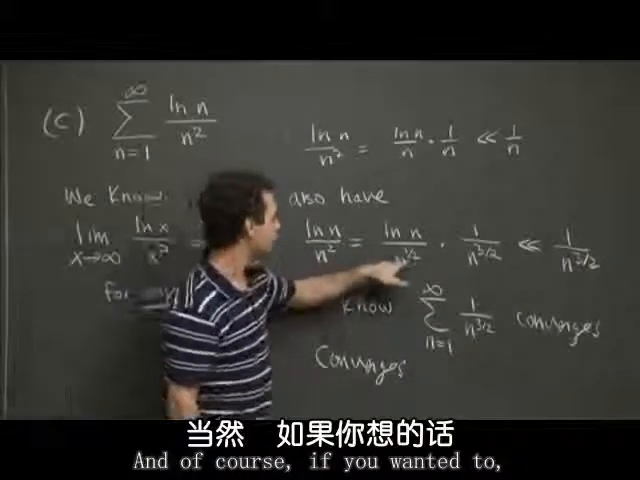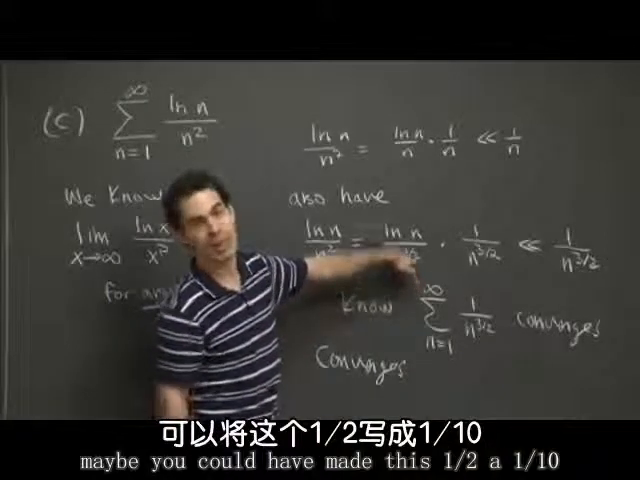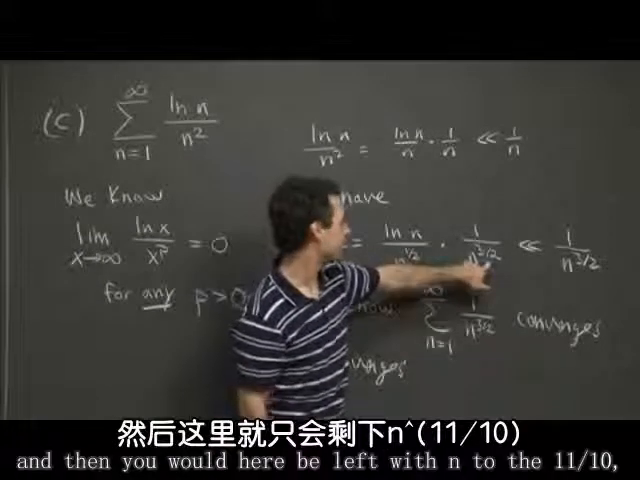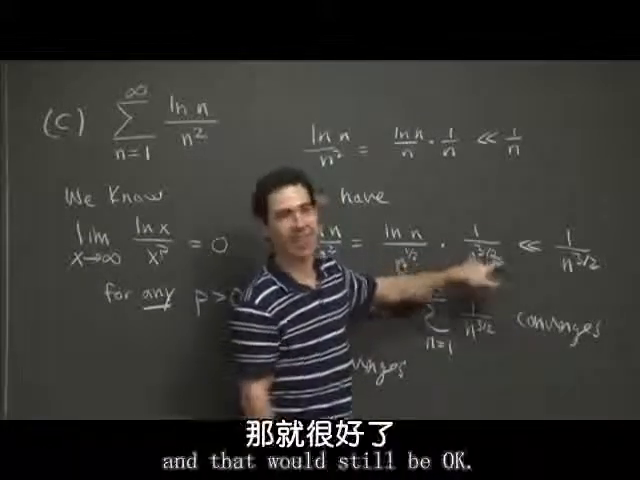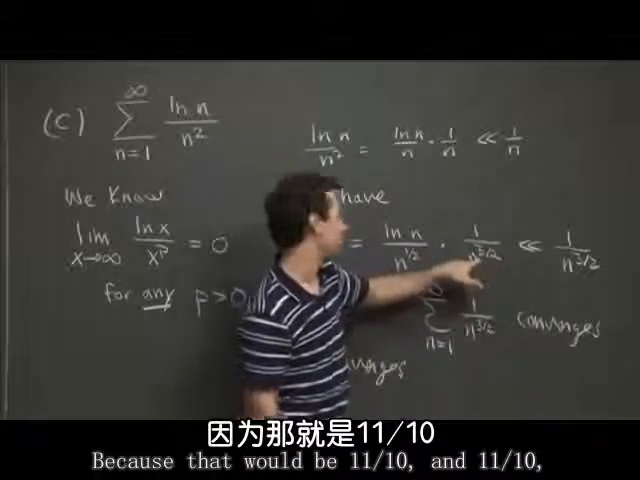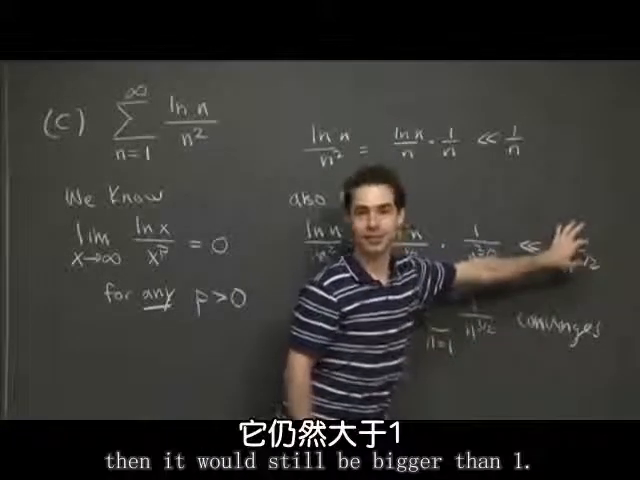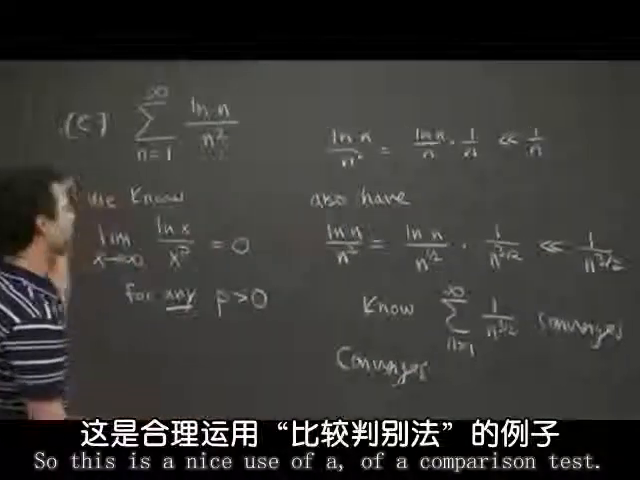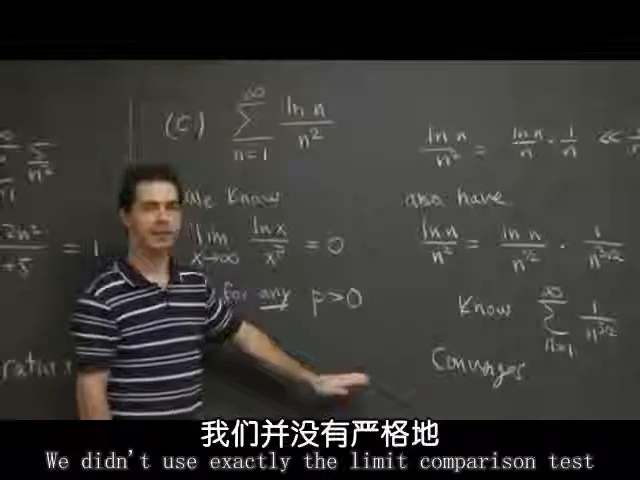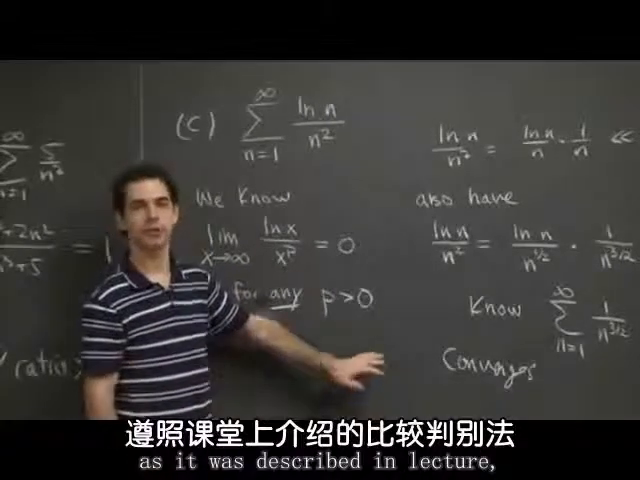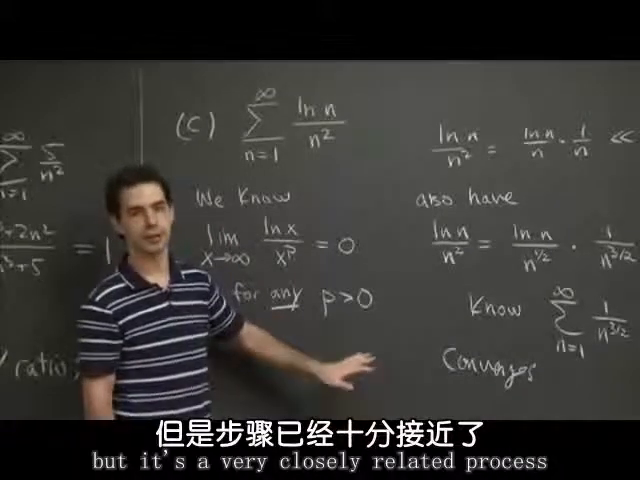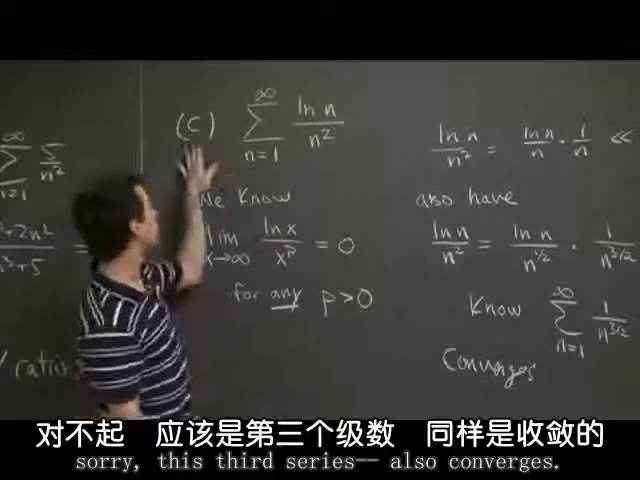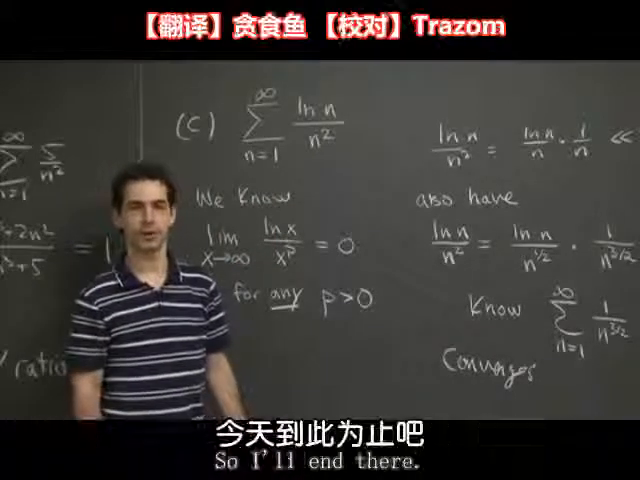And of course, if you wanted to, maybe you could have made this 1/2 a 1/10, and that would have been fine. Or you could have even made it a 9/10, and then you would here be left with n to the 11/10, and that would still be OK, because that would be 11/10 and 11/10, and it would still be bigger than 1. All right. So this is a nice use of a comparison test. We didn't use exactly the limit comparison test as it was described in the lecture, but it's a very closely related process that we went through to show that this third series also converges. So I'll end there.